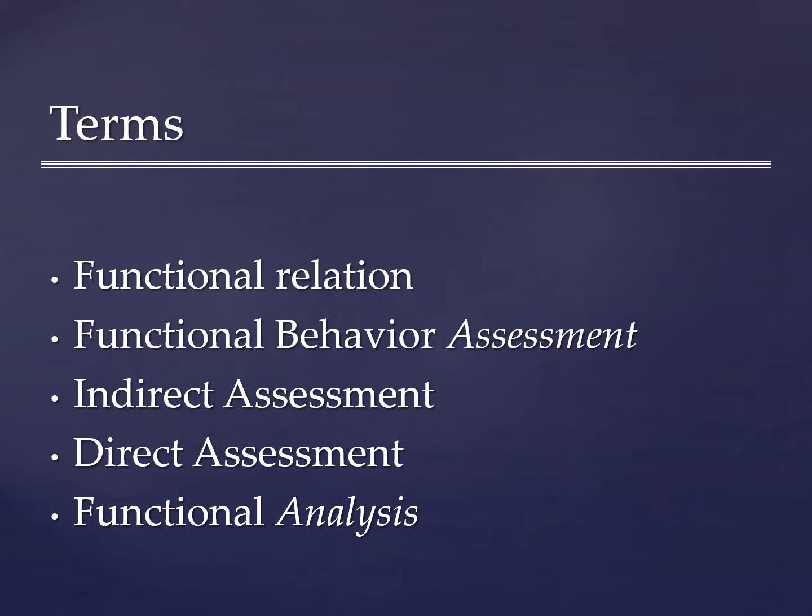Finally, a functional analysis is the third category of functional behavior assessment. It's also sometimes called an experimental analysis. It entails direct observation of behavior, while environmental variables are manipulated one at a time, while all other variables are held constant.